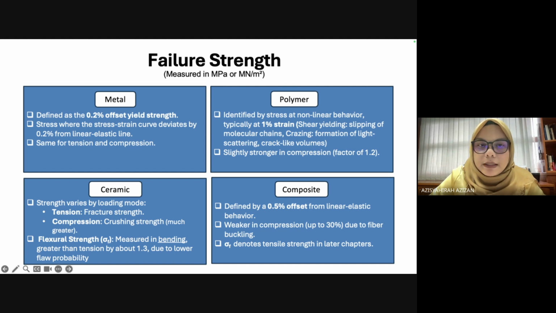Slightly stronger. So plastic can handle actually a bit more pressure when you give compression to them, when you push them, as compared to when you pull them under tension. So how much stronger? Typically about 1.2 times stronger in compression as compared to tension.